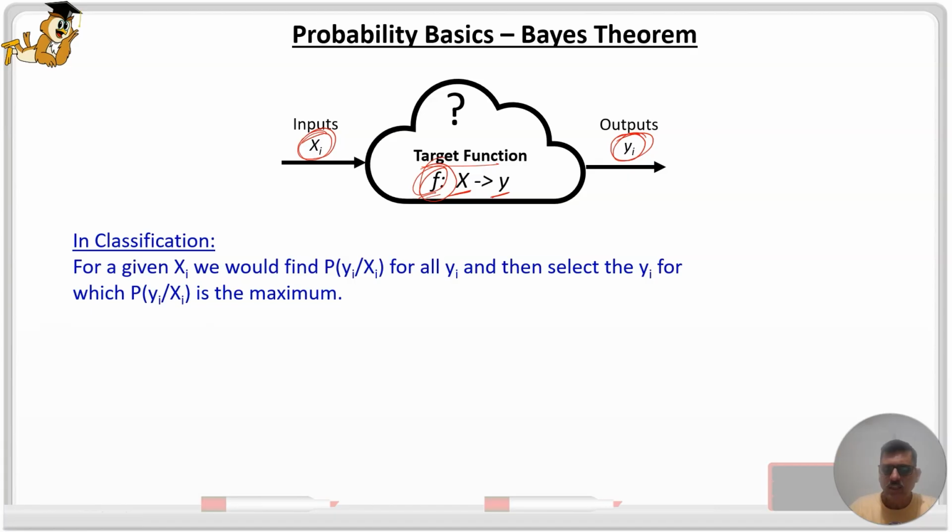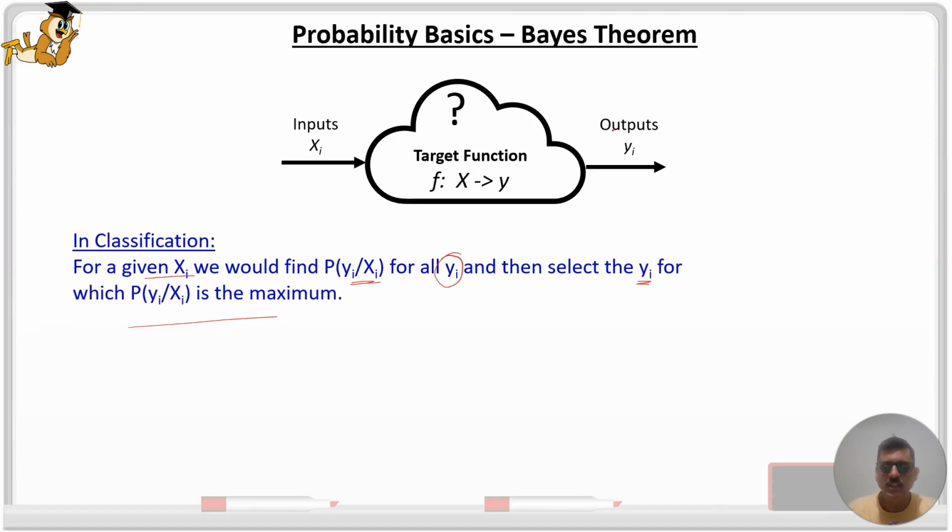What are you going to be doing in classification? This is very important to understand. In classification, if we were dealing with probabilities, what we would do is, for a given xi, we would find the probability of yi given xi for all yi and then select the yi for which probability of yi given xi is the maximum. I'm going to explain this in detail. It's very important to understand this because this is the crux of what all probabilistic models are seeking to achieve.